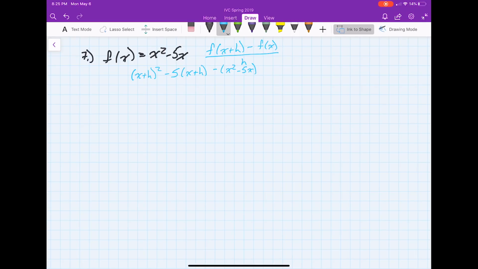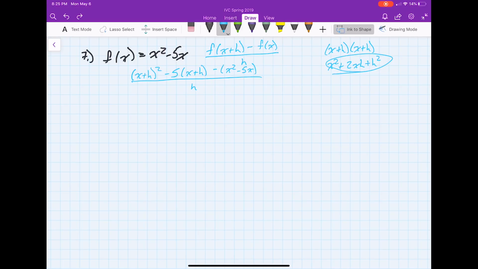All right, so first thing, let's sort out this x plus h squared. And all this is over h. So again, let's sort out this first part. I'm going to do x plus h and x plus h. That's going to give me x squared plus 2xh plus h squared. There we go.